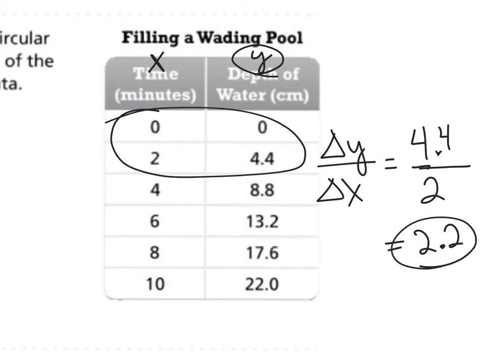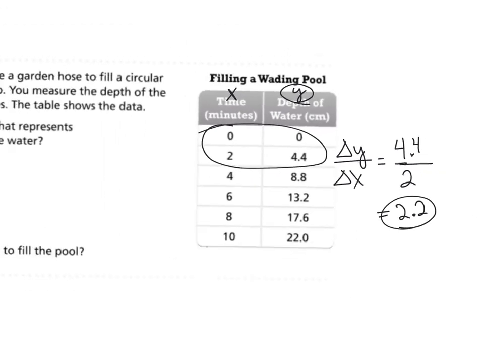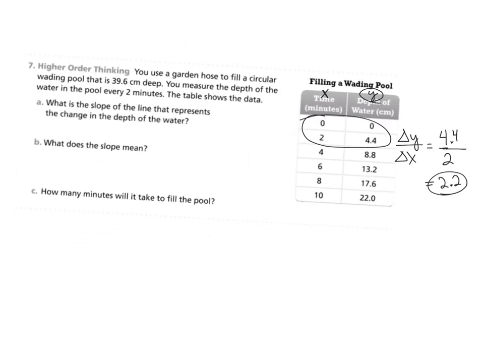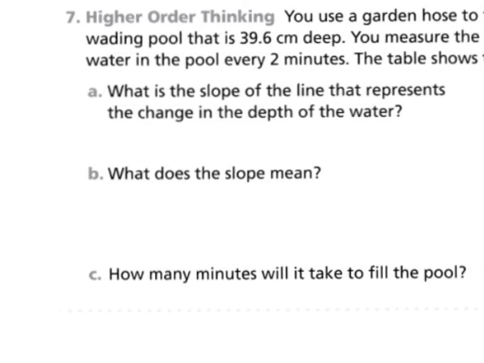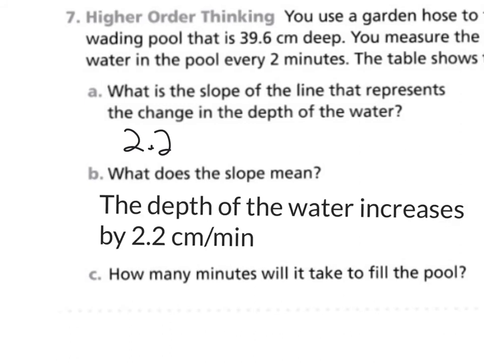Since we already have decimals here, you can just leave it with the decimals. So the slope is 2.2. And then the question on part B, what does the slope mean? Since our slope is positive, we could say that the depth of the water increases by 2.2 centimeters per minute.